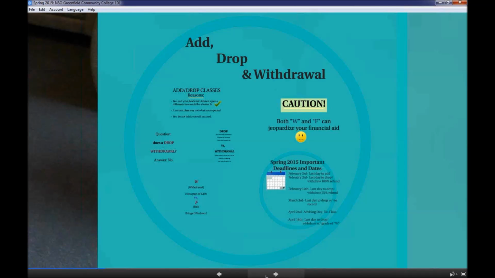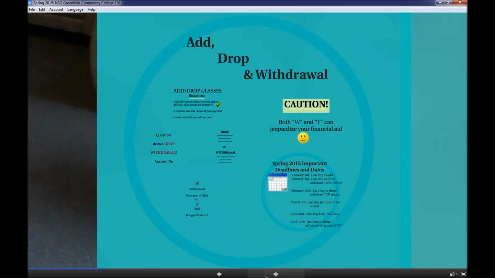Okay, in terms of add, drop, and withdrawal, many students have heard of these terms. Sometimes there's a little mystery as to when each of them applies, but the reality is there are different policies for adding, dropping, and withdrawing from classes, from programs, from the college. There are different deadlines for all of these things, and they have significant impacts both on your academics as well as your financials. And so we really want to make sure that we're clear with students about what these mean.